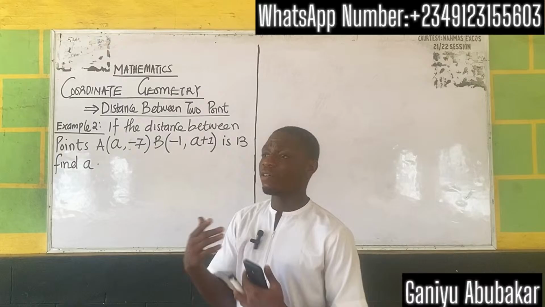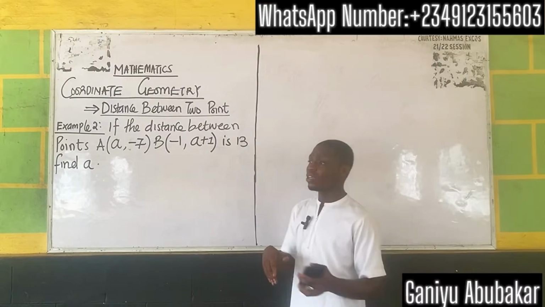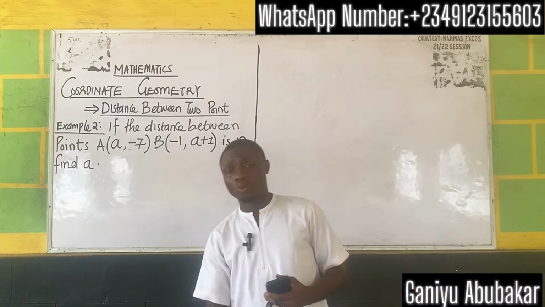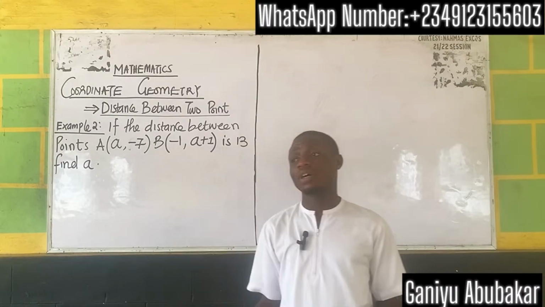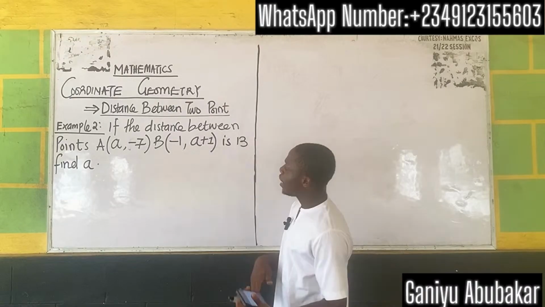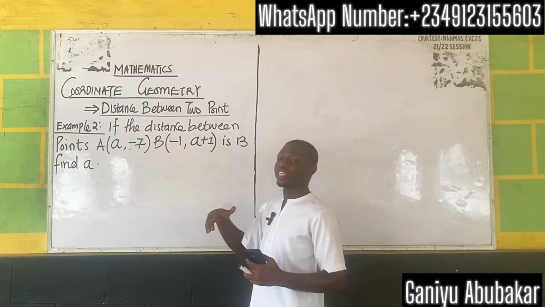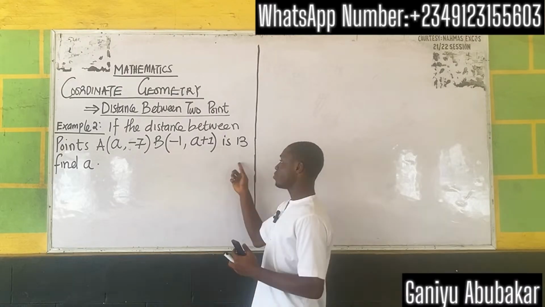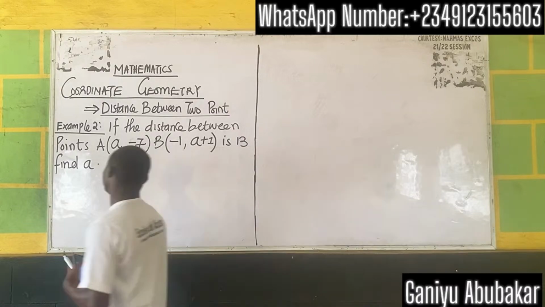First things first, when it comes to finding the distance between 2 points, you identify x1, x2, y1, y2. In this case, it says the distance between the 2 points A and B is 13. So they are giving us AB already as 13, and it says you find A. So the goal is to find the value of A.